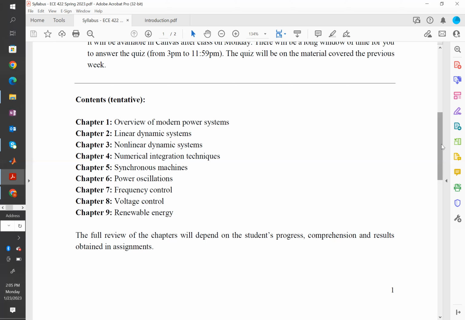And then we will talk about three main problems that we might find in power systems. Chapter 6, power oscillations. You know that the power system will respond most of the time with oscillations. If there is a failure or some problem, the system will move to a new equilibrium point, but typically will oscillate. We will study that problem there.